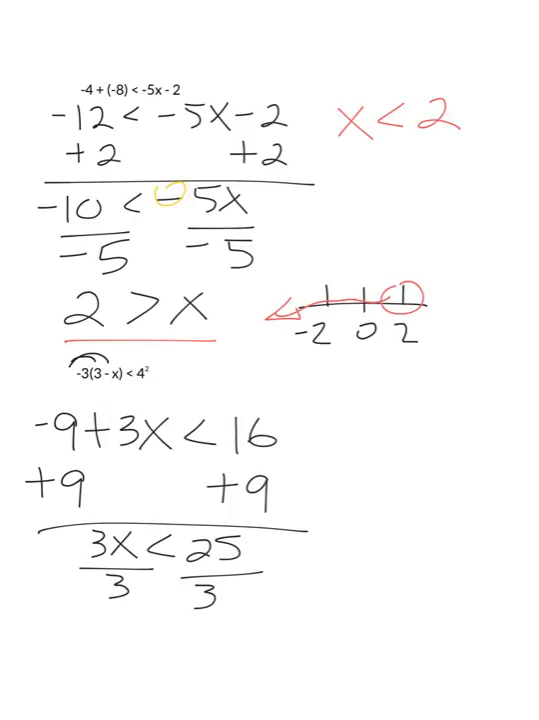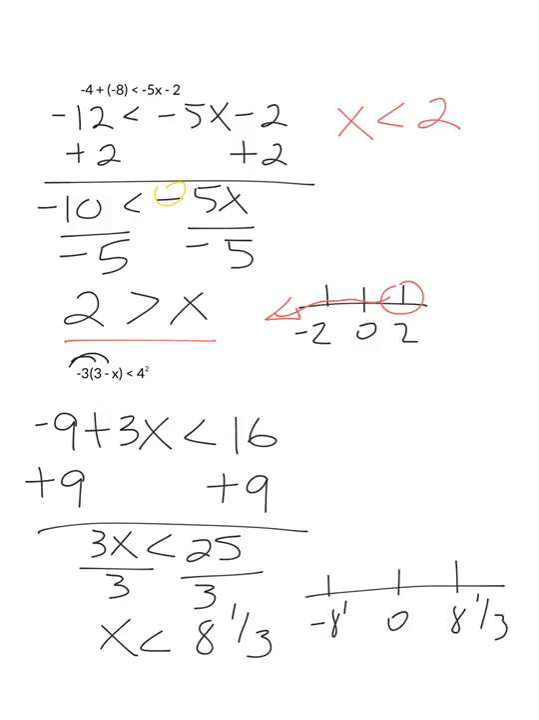Divide by 3. And then I'm just going to go ahead and change this to 8 1/3. It's going to make it a little bit easier when you have to graph. Less than, open, over to the left. And using the 0 and then the positive and the negative value is perfectly fine when we are graphing these.